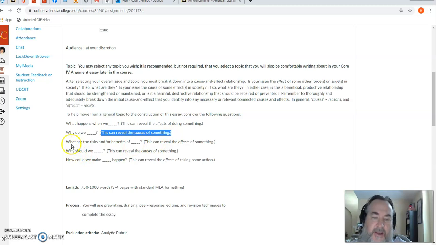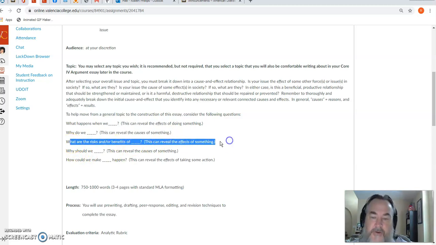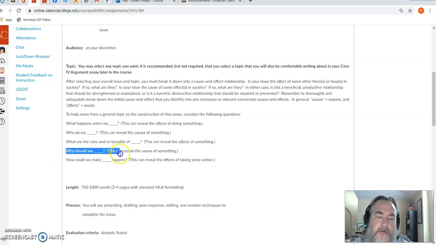What are the risks and or the benefits of doing something? What would be the benefits of doing something? Here are the benefits, or here are the dangers of. At that point, you're talking about the effects of whatever it is. Why should we do such and such? Flip that around, why we should do such and such. You are talking about the effects of passing some law. And I keep focusing on laws. It doesn't have to be laws, obviously, but I'm using that as kind of the example for each of these.